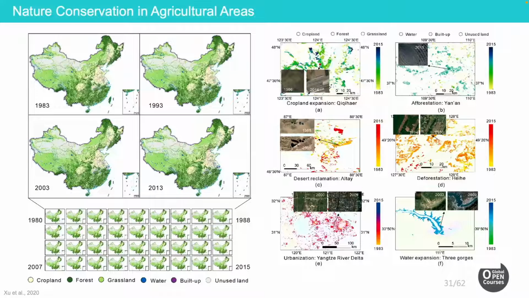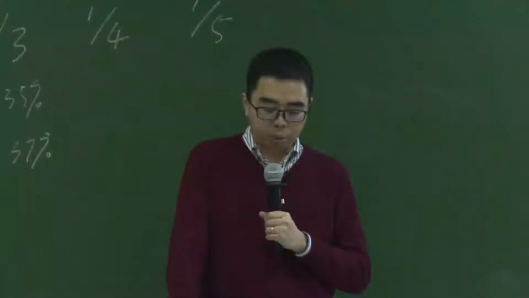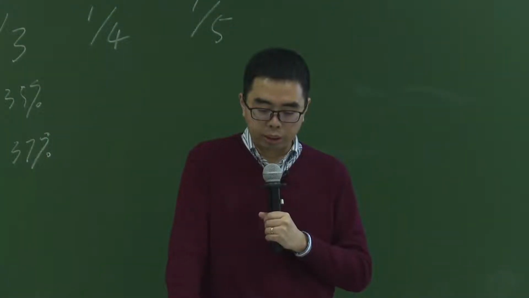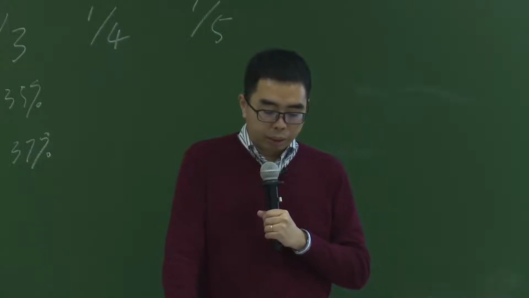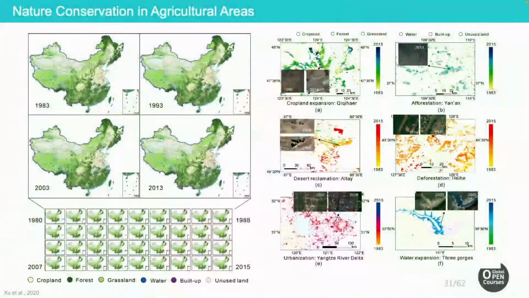With advanced remote sensing image processing techniques, we could produce dynamic land cover maps, which include transitions of land cover classes. Here is a dynamic land cover map that shows the transitions between cropland, forest, grassland, water, built-up, and unused land on an annual basis since 1980. With this map, we can see the details of the land cover change, like cropland expansion, afforestation, deforestation, urbanization, and water expansion, and so on. The color bars show the exact year the change happened.